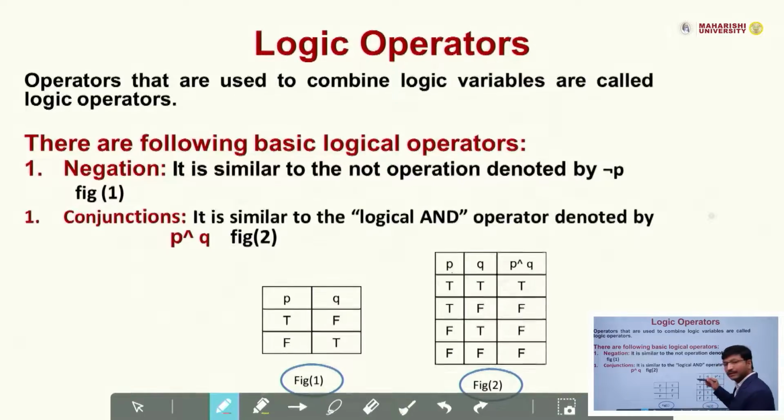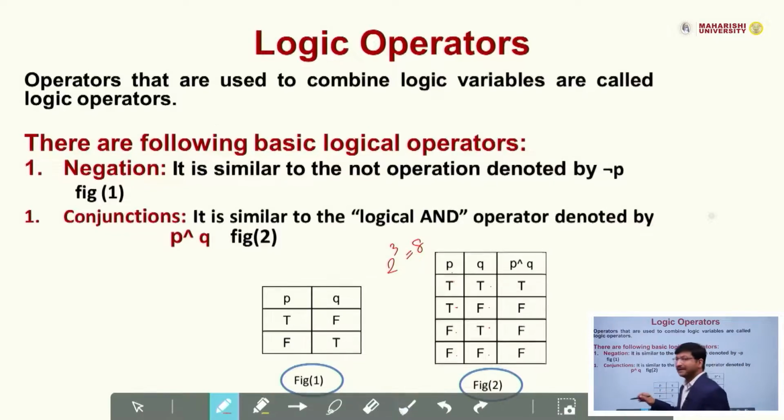First, if we are taking two propositions, then true, true, false, false. Again in the next one, true, false, true, false. If we have 3, then what do we have? 2 to the power 3 is equal to 8 truth values.